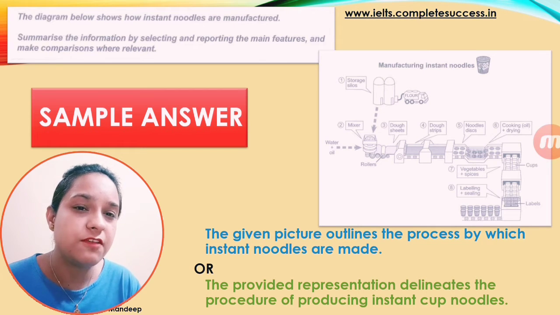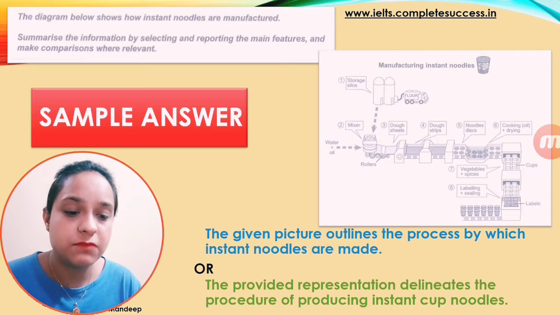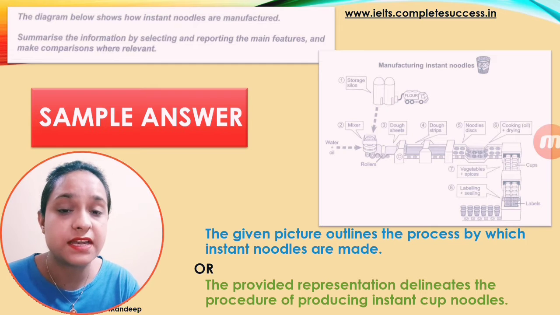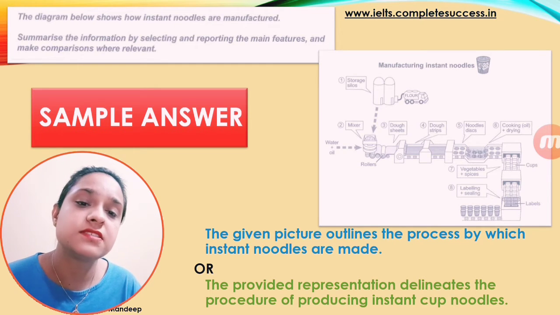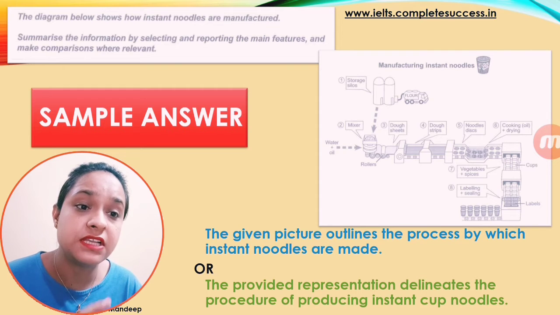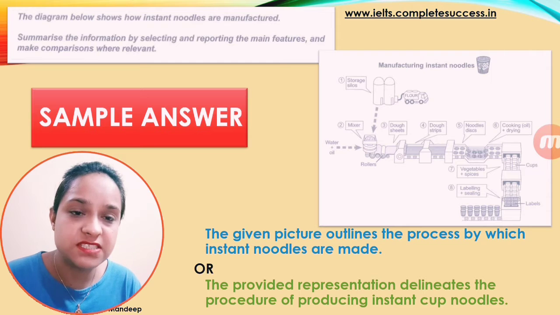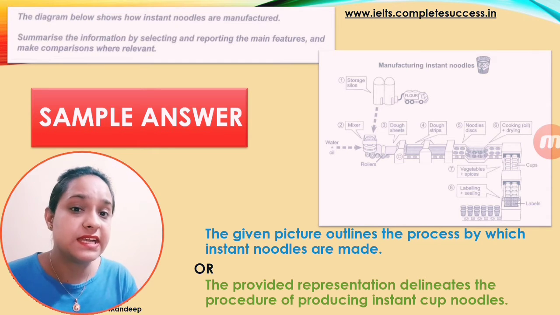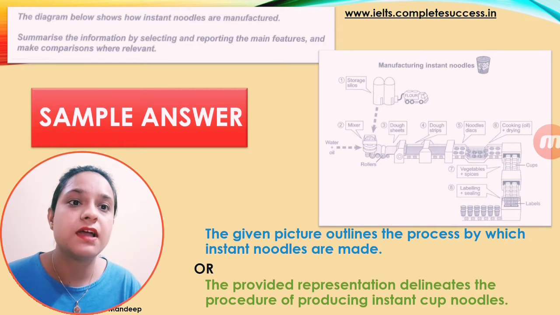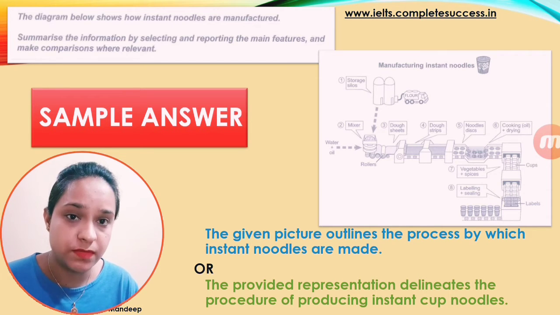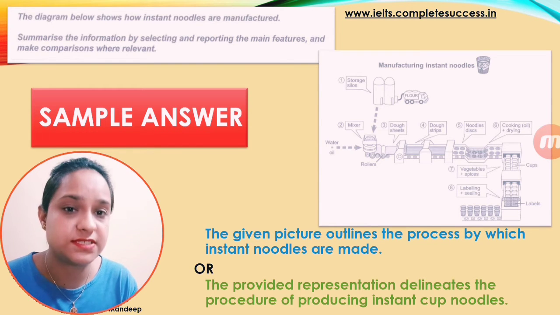But as I have told you, in order to get good bands, so that the examiner can see that you have thoroughly analyzed the diagram, it is better to use the word cup, as that icon is there. So another way of presenting is: the provided representation delineates the procedure of producing instant cup noodles. So the examiner will understand that you have analyzed it, and the person who has given the first statement will get fewer bands as compared to the student who has given the second statement. So here I think you will get a clear understanding that it is really better to paraphrase the statement and pay attention to all the points.